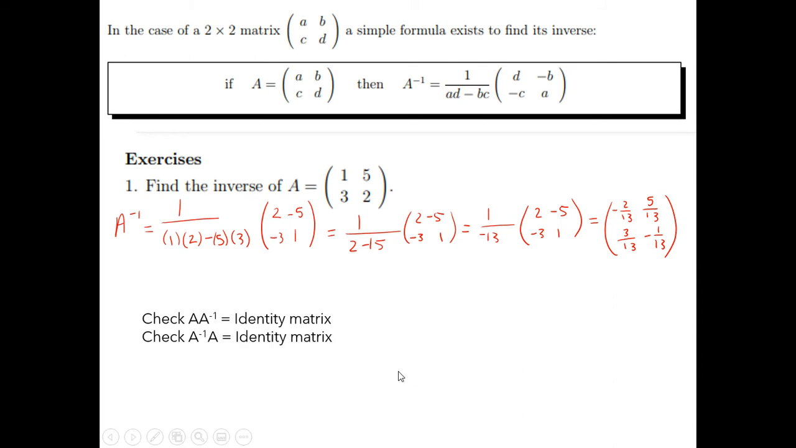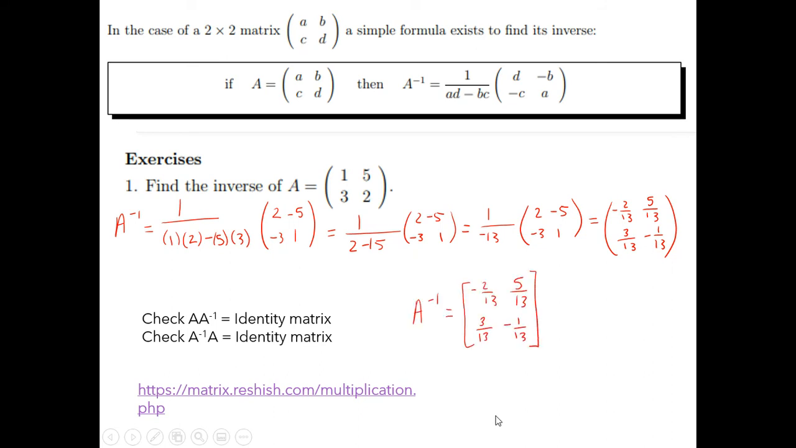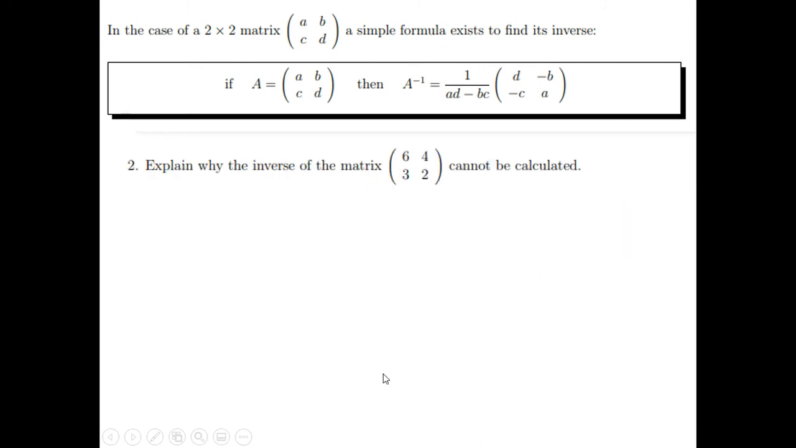Double check again that it is the correct answer. Again, this is that website that I gave you earlier, and it is the correct answer. I checked both A times A inverse and A inverse times A. Number 2 says, explain why the inverse of the matrix 6, 4, 3, 2 cannot be calculated.